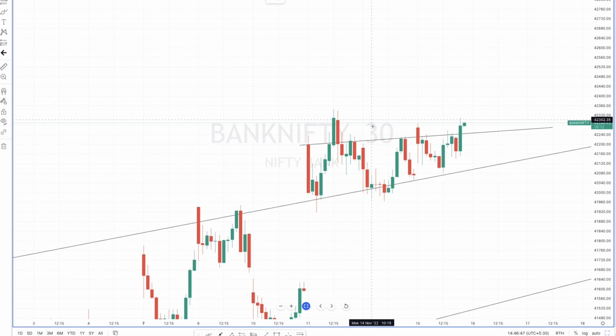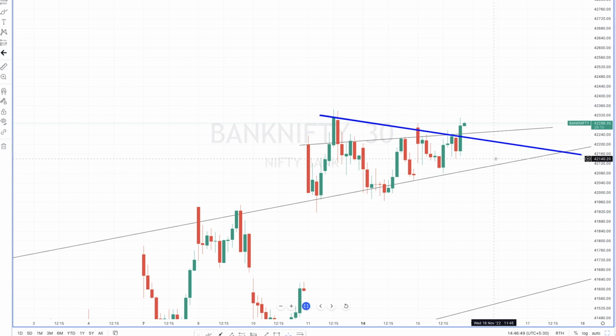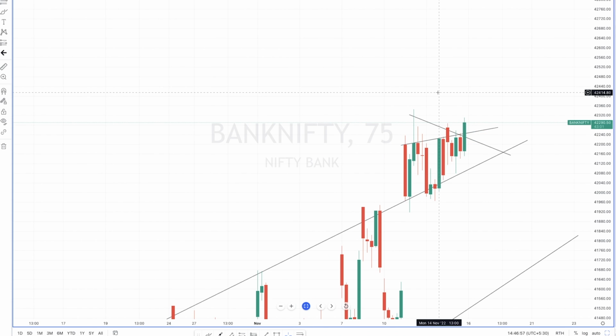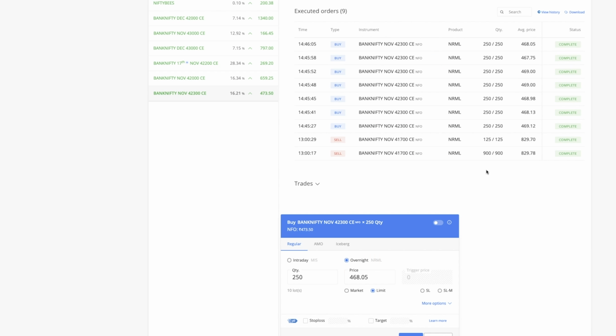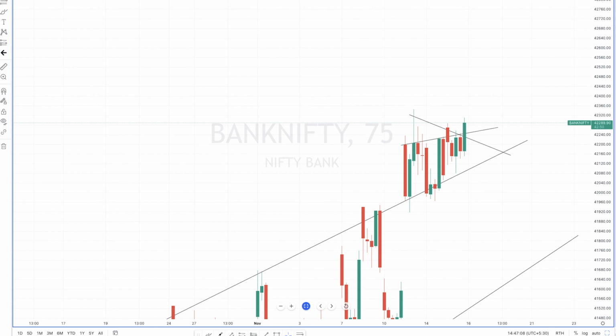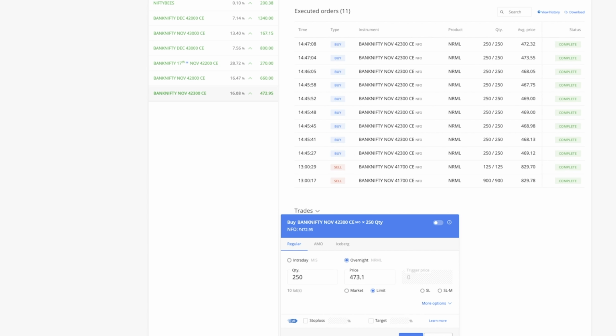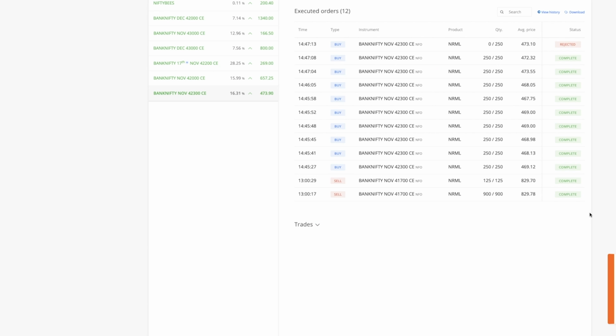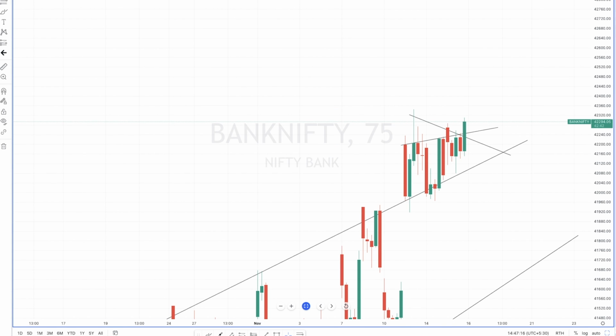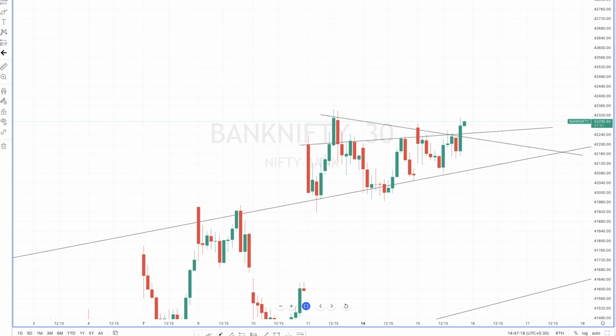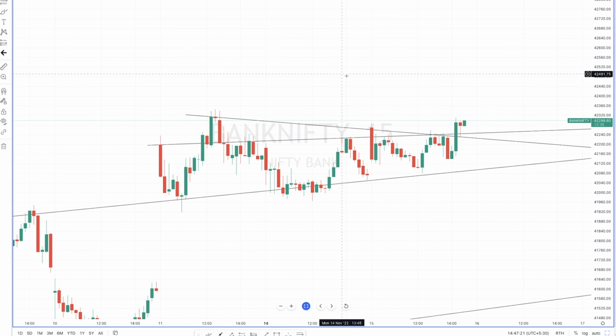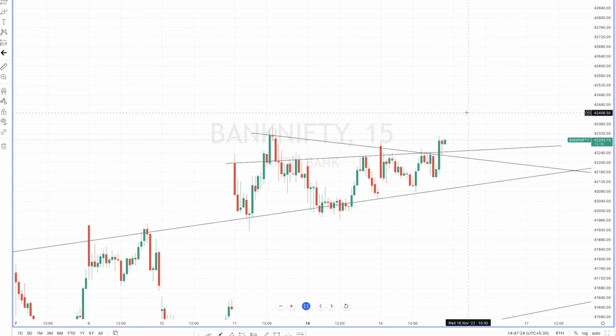So there is another pattern as well, which is this one. This is already broken, so that is why I drew this one. Basically both the patterns are broken and I have taken some 10 lakhs, I guess. Let's see. Okay, cool. I think I have invested more than 10 lakhs because of this bullish nature. I am expecting this to move up.